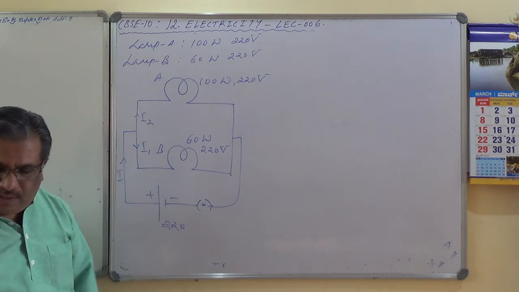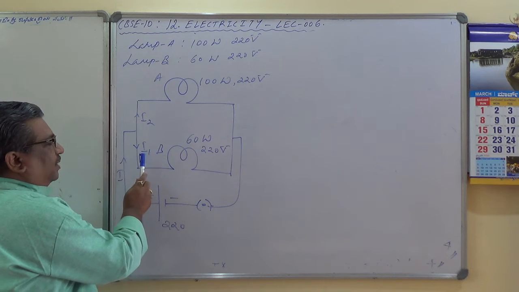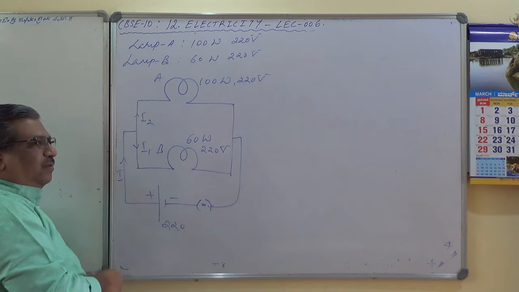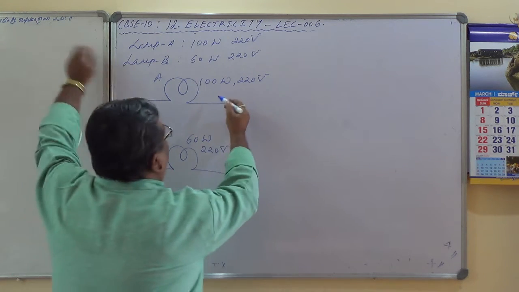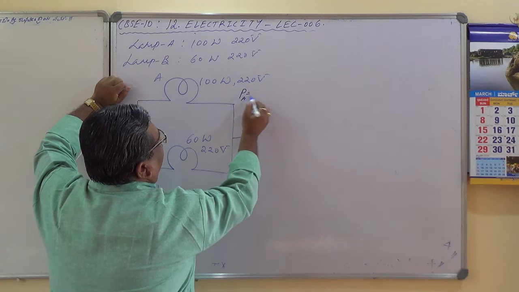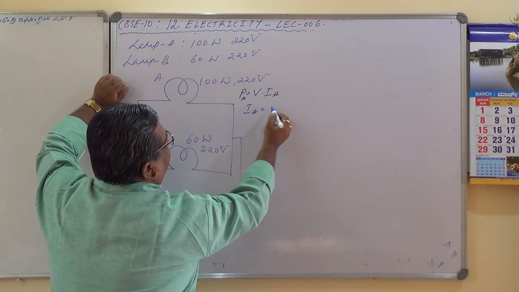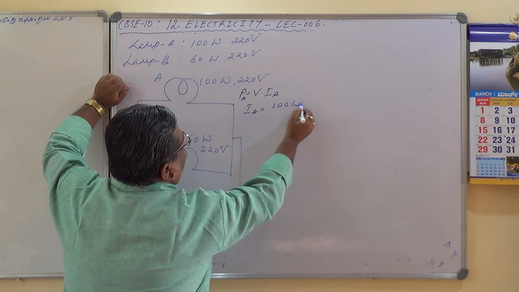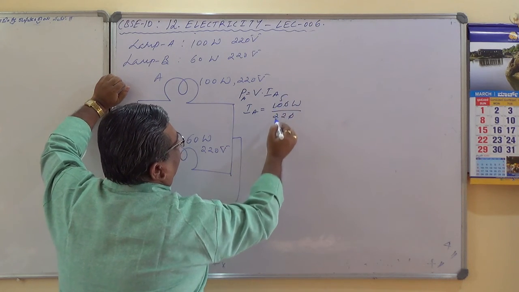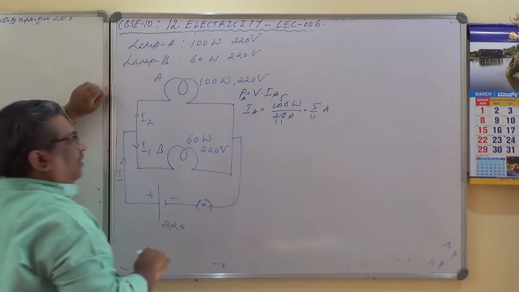Now, it is very easy to calculate here. I1 equals, express I in terms of voltage and power. Power is equal to V into I. So I can calculate here for bulb A and for bulb B. PA equals V into IA. So IA equals power, 100 watts, divided by voltage, 220 volts. 10 by 22, which is 5 by 11 amps. Keep it as a fraction.